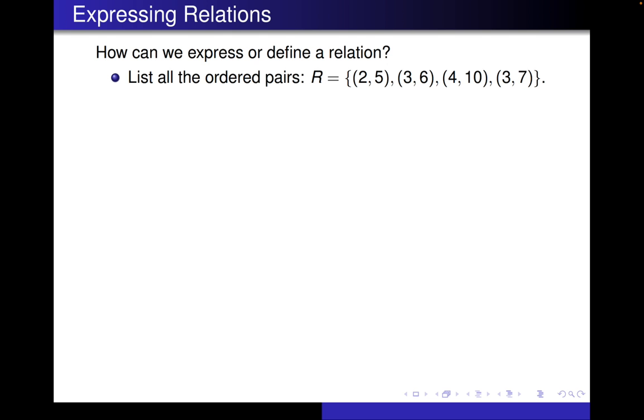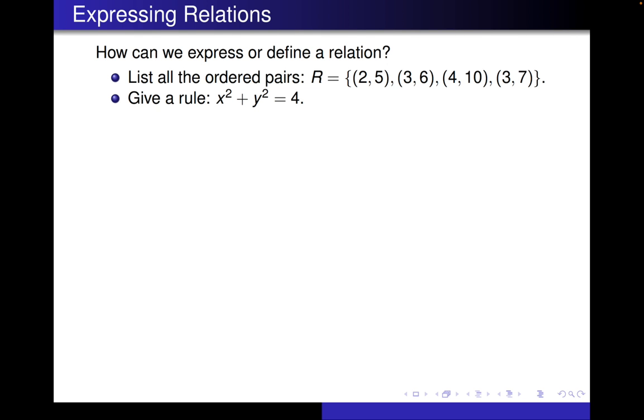So 2 and 5 are related, 3 and 6 are related, 4 and 10 are related, 3 and 7 are related. That's our relation. Now some relations have too many ordered pairs for us to list, and so we have to find different ways of expressing them. So just like we did with functions, we can give a rule.